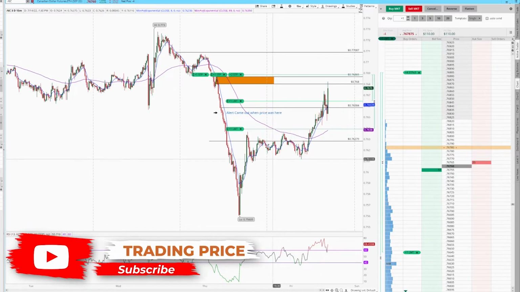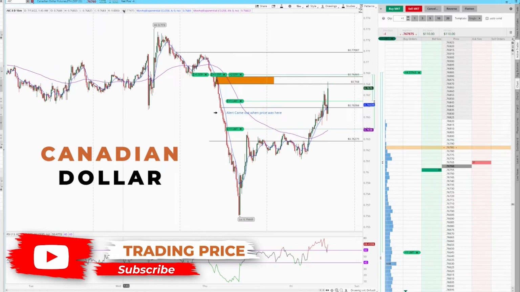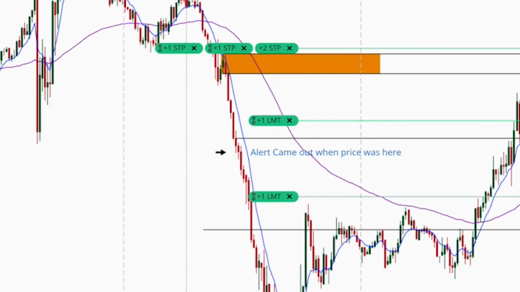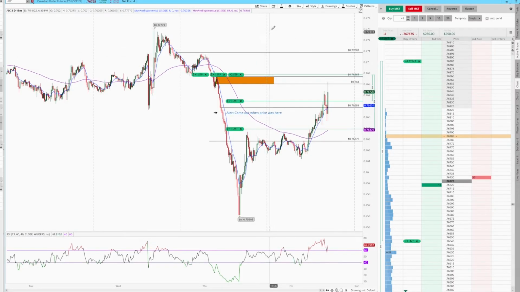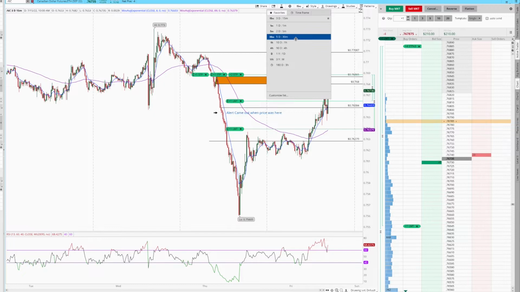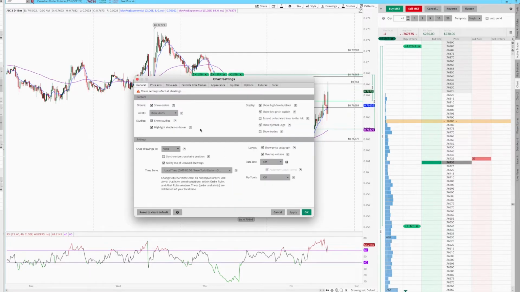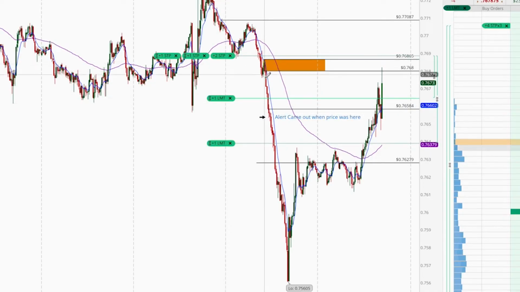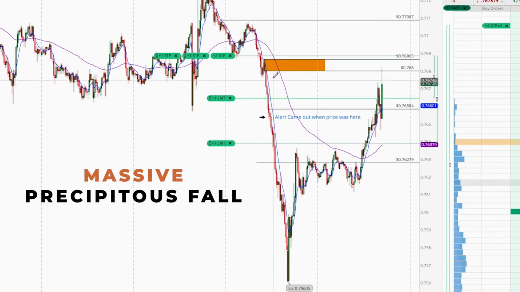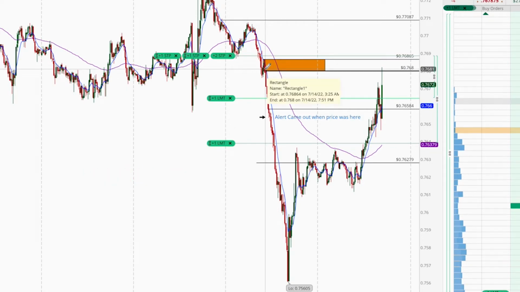Right now I've got a trade up on the Canadian dollar on a 15-minute chart. You can see that we have this rally-based drop, and let me just add a little bit more time to our chart. You can see there's a massive precipitous fall off early Thursday morning. I know I use that word precipitous all the time, but this is a really big fall off at 4 in the morning, which is about when I wake up to start checking levels and things of that nature.